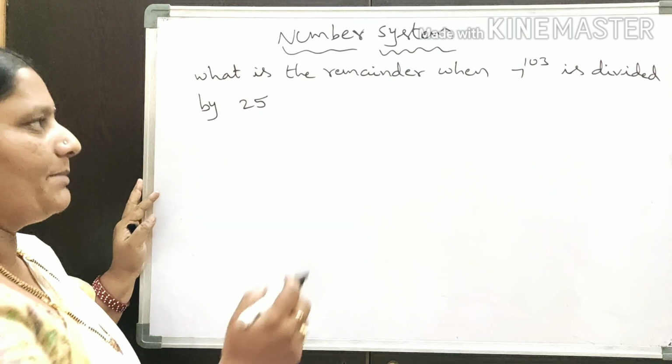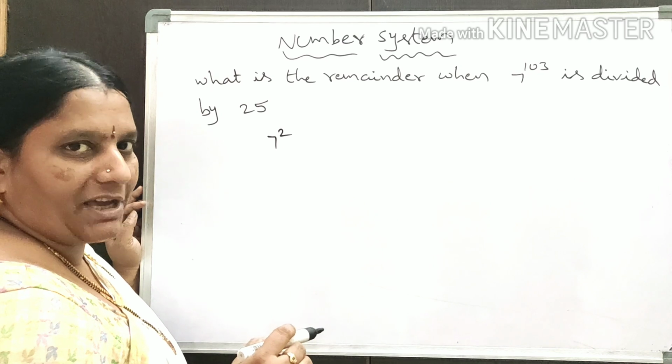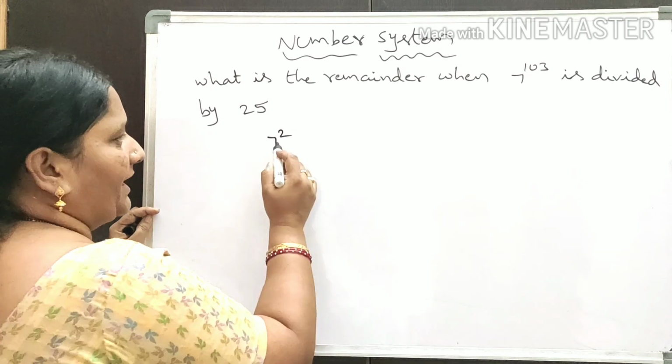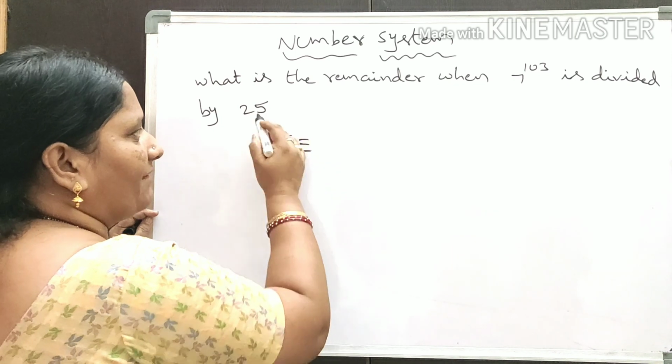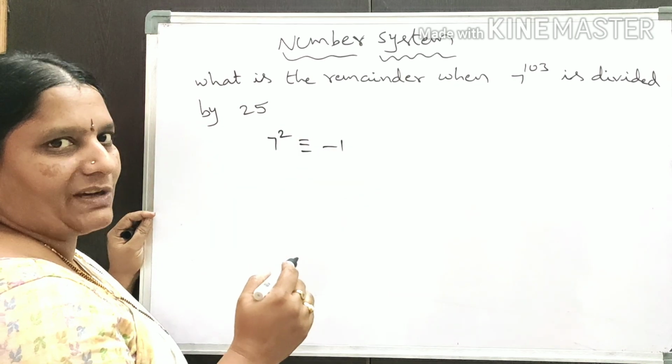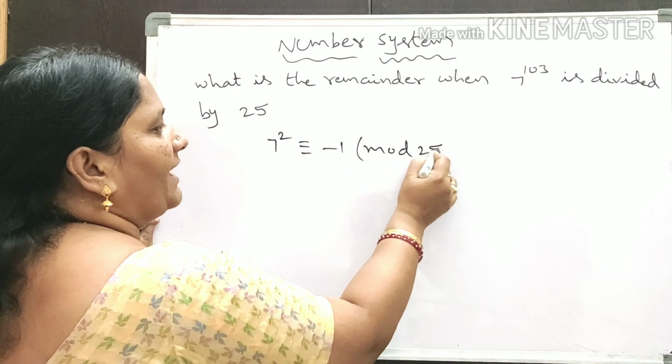So for finding the remainder, let us take 7 square. Congruency properties we are going to use. 7 square is 49. When 49 is divided by 25, remainder is minus 1. So 7 square is congruent to minus 1 modulo 25.